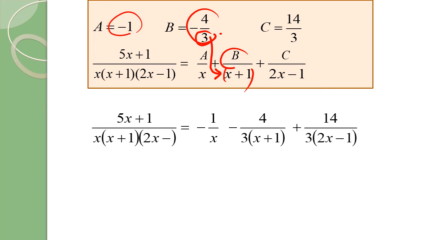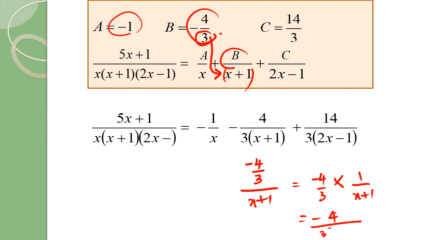If you're confused, it's 4 over 3 divided by x plus 1, right? So it's equivalent to negative 4 over 3 multiplied with 1 over x plus 1. That's why we have negative 4 over 3 of x plus 1. Okay, so this is how we get into this form. Okay, no problem, huh?